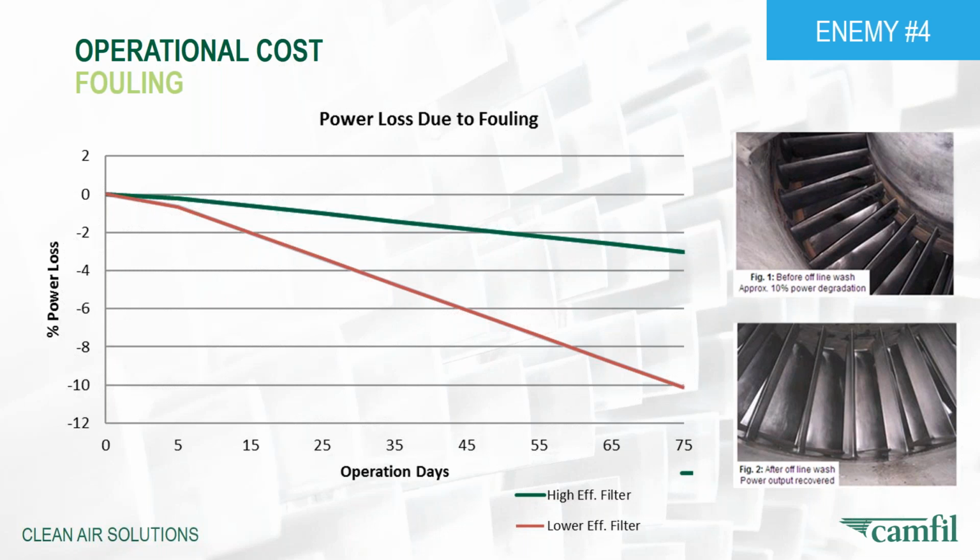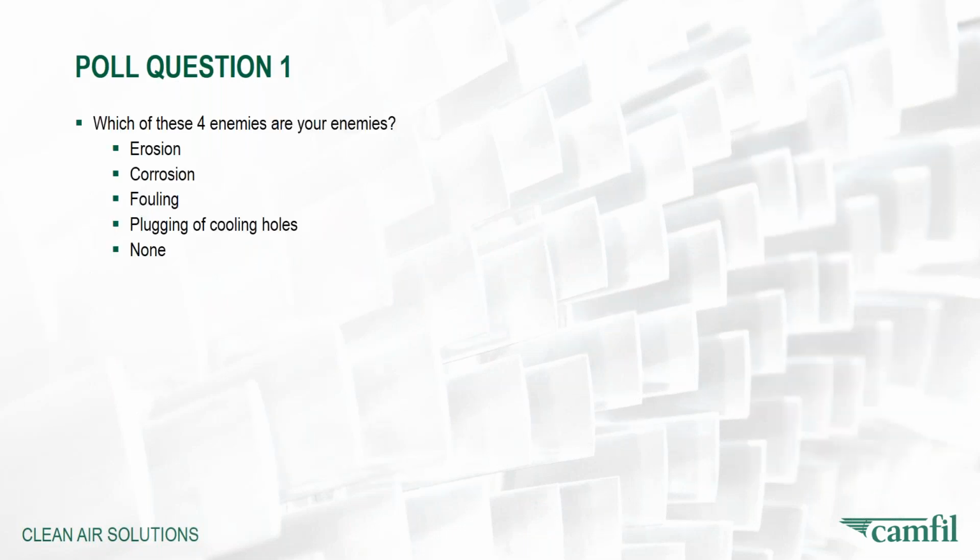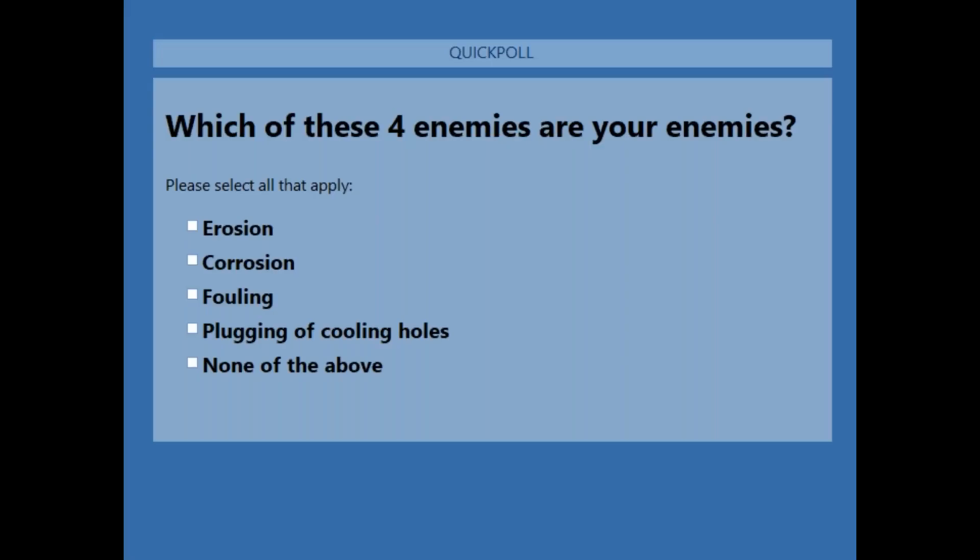So throughout the webinar, we're going to be presenting some polling questions. So our first polling question today is, which of these 4 enemies are your enemies? So for the users and operators in the group, we're very interested to see what your feedback on those may be. So please take a moment and answer those questions for us. Whether it's erosion, corrosion, fouling, or cooling.